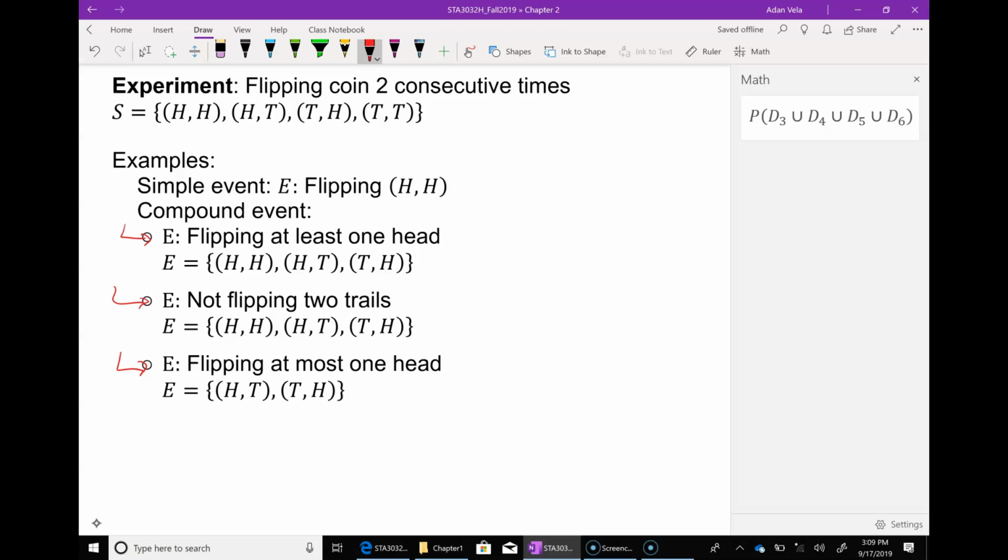Now, we could just change the wording of our event. So not flipping 2 tails, and we still have the same event set. So even though the event sets might be defined differently, they can still be equal to each other. And there's other sorts of logic that we can run, like flipping at most 1 head.